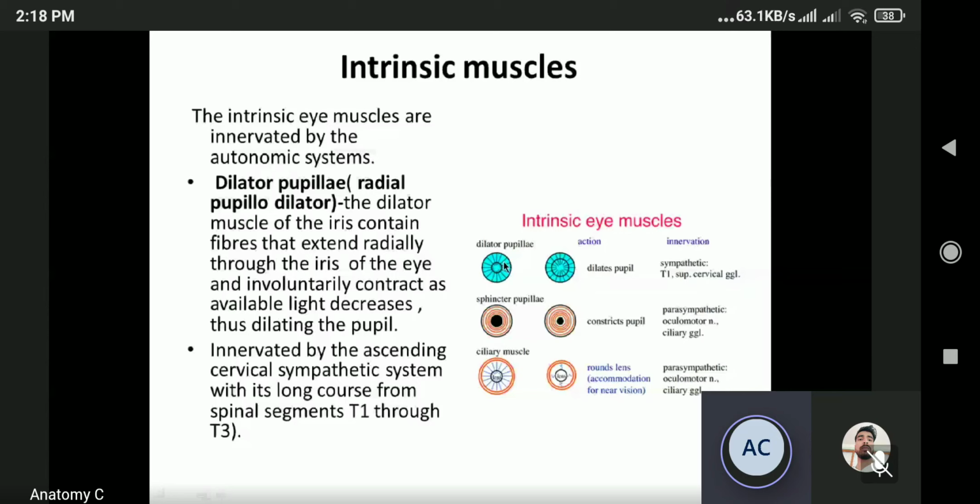So this is a dilated pupil. Okay. It is innervated by the ascending cervical sympathetic system, with its course from spinal segments T1 through T3. Sympathetic T1 through the superior cervical ganglion. Just remember the name and the nerve supply, and it dilates the pupil. Okay, dilator, so it dilates the pupil.